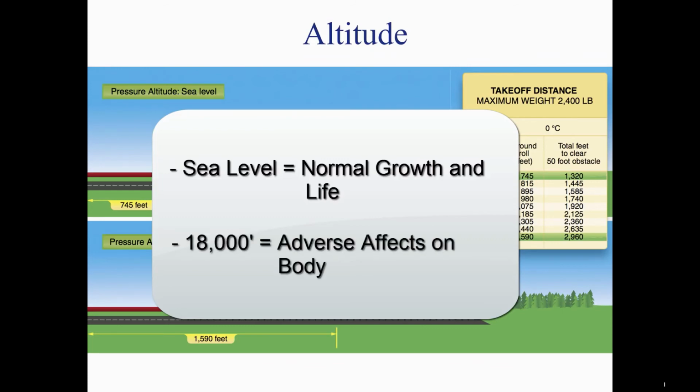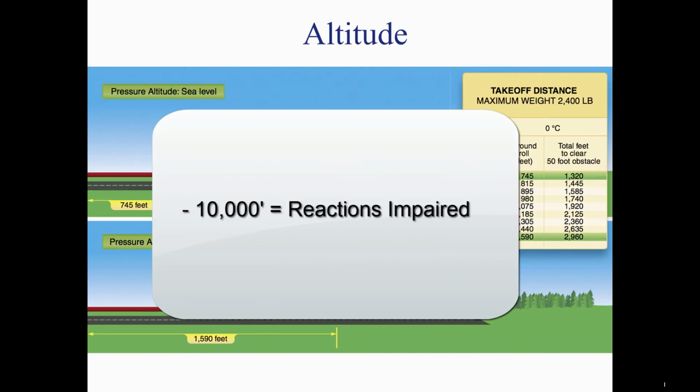By 18,000 feet, the partial pressure of oxygen is reduced and adversely affects the normal activities and functions of the human body. The reactions of the average person become impaired at an altitude of about 10,000 feet. But for some people, impairment can occur at an altitude as low as 5,000 feet.